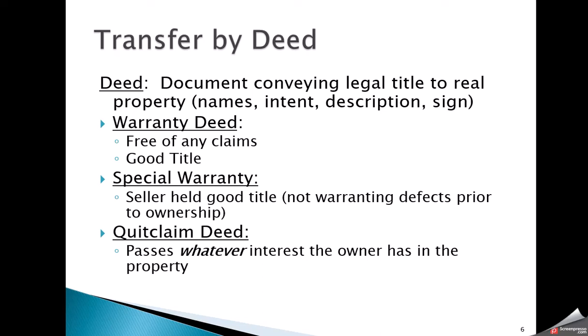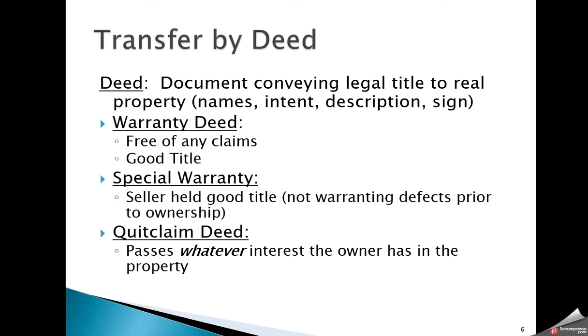real property. A warranty deed is what would be part of a real estate transaction. Normally we pay a title company to provide us that warranty deed. So it says, okay, we've searched it, we've made sure that this deed is free from any claims, and that it's a good title. So normally as a buyer of real estate, we pay for that service just to make sure our interests are protected.